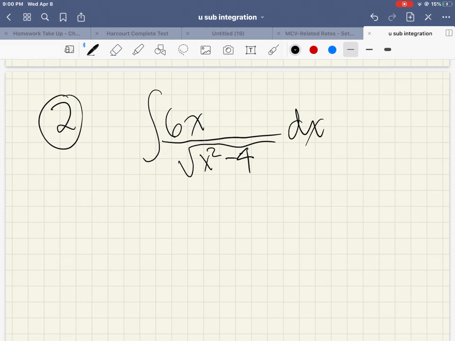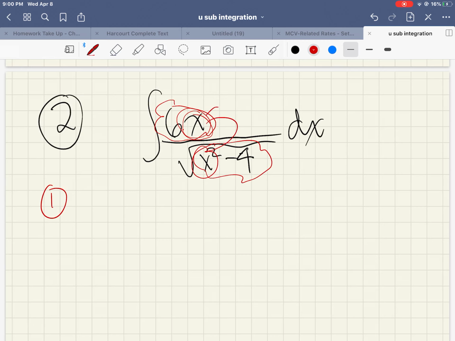So what was our first step? To notice what g and g prime are. So is there something in here that would tell you, if you differentiate this part of it, you'd get 6? Well, I don't think that's the original function. But what if I differentiate x squared minus 4? I get 2x. So it looks like that maybe has something to do with it.